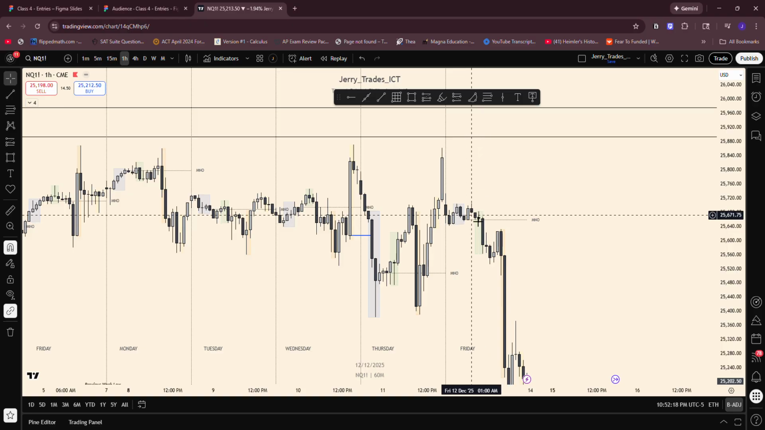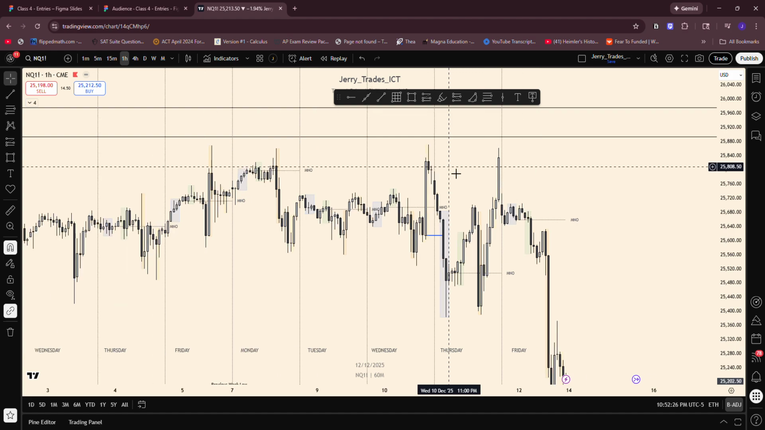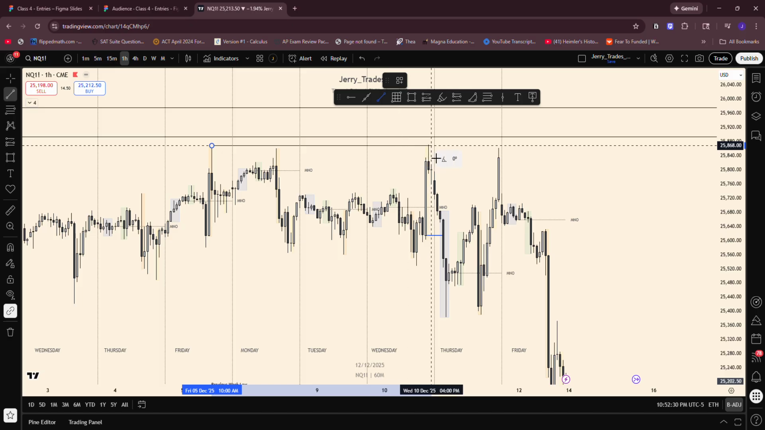Move lower, right. London takes out Asia highs. Right here, we have a change in state delivery. So our daily profile is set. So we can go over everything that we learned about and explain Friday's trades.